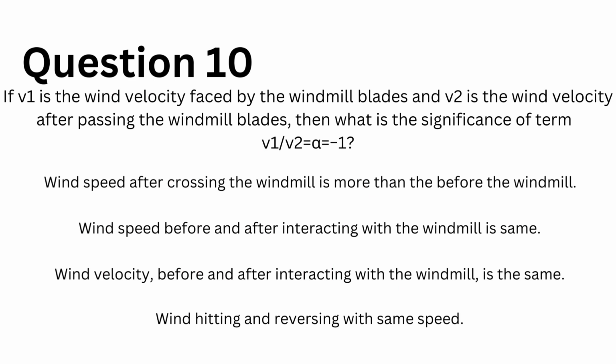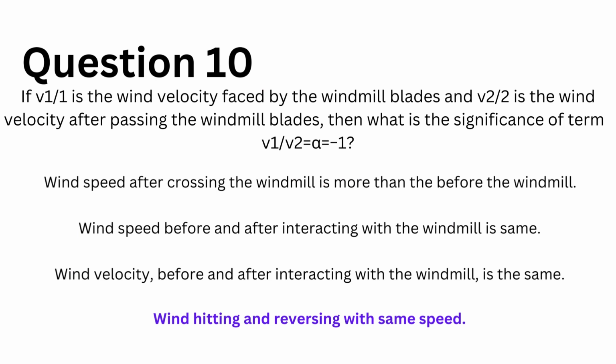Question 10. If V1 is the wind velocity faced by the windmill blade and V2 is the wind velocity after passing the windmill blade, then what is the significance of the term V1 upon V2 equal to alpha equal to -1? Options: Wind speed after crossing the windmill is more than before the windmill. Wind speed before and after interacting with the windmill is the same. Wind velocity before and after interacting with the windmill is the same. Wind hitting and reversing with the same speed. And the right answer is: wind hitting and reversing with the same speed.